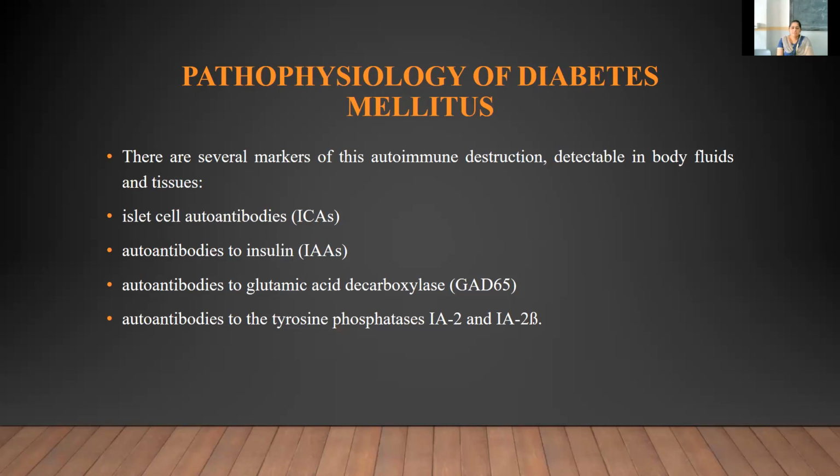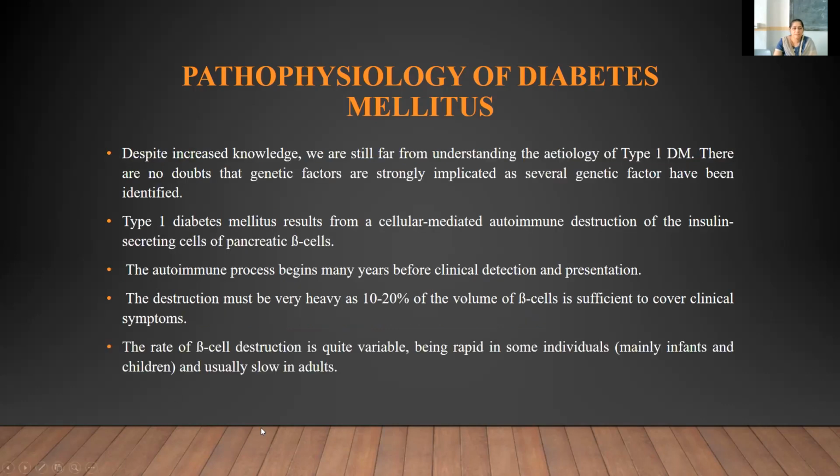This is detectable in body fluids and tissues: the islet cell autoantibodies, in short ICAs, autoantibodies to insulin, which are called IAAs, autoantibodies to glutamic acid decarboxylase, which is GAD65, and autoantibodies to tyrosine phosphatase. So these are the different markers.